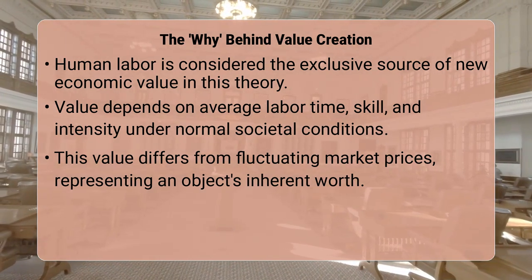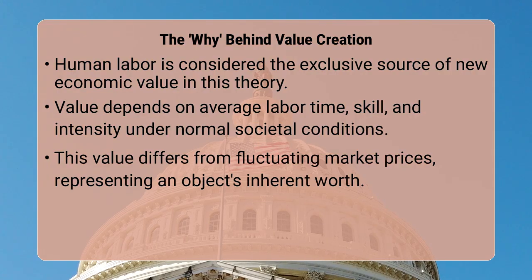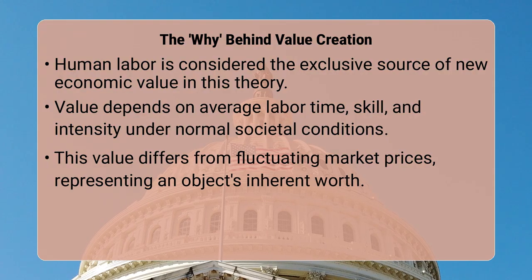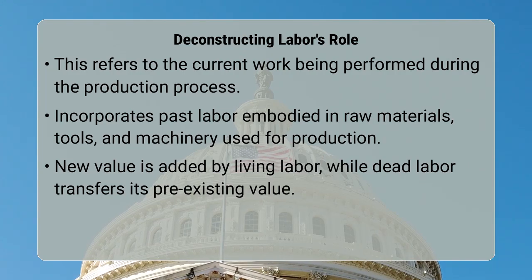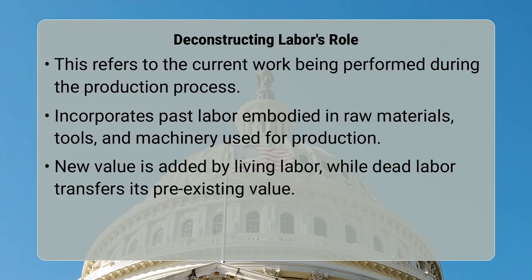To grasp how this theory operates, think of it as breaking down any produced good into its fundamental components of human effort. This includes both living labor, which is the work currently being performed, and dead labor, which is the past labor embodied in the raw materials, tools, and machinery used in production.